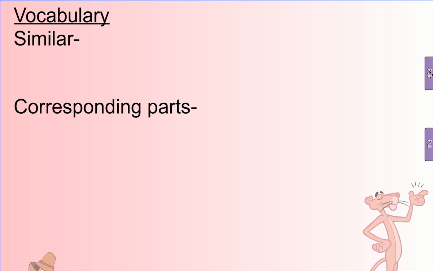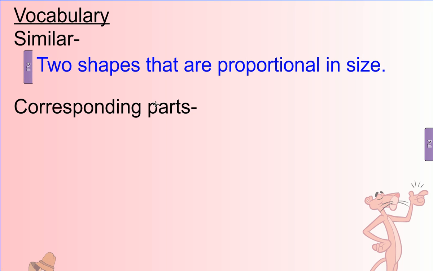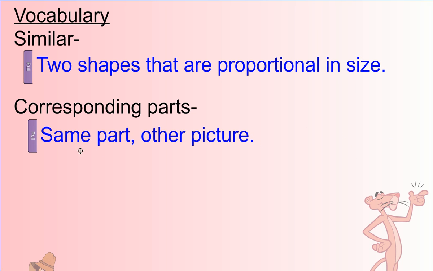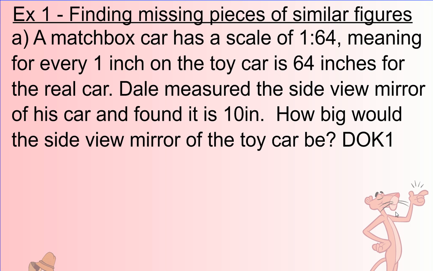So the first one here is vocabulary. These are the same vocab as the last lesson. Similar figures are two shapes that are proportional in size, and corresponding parts are the same parts but on the other picture. So nothing new there. This lesson is devoted to just these real-world problems.